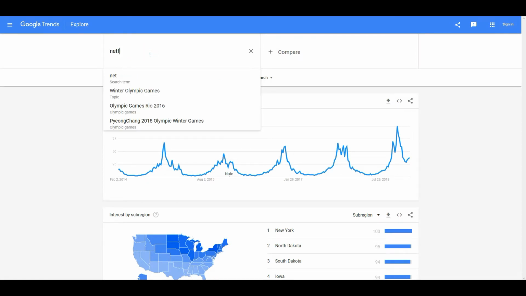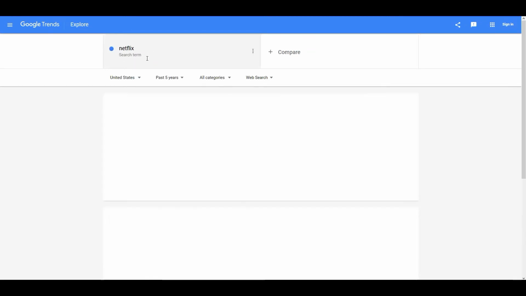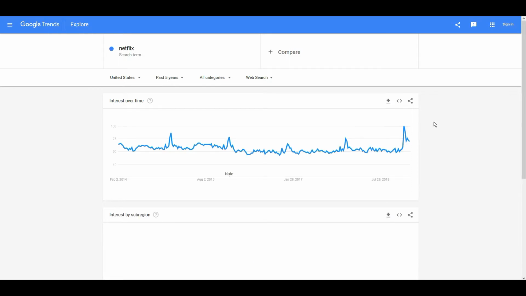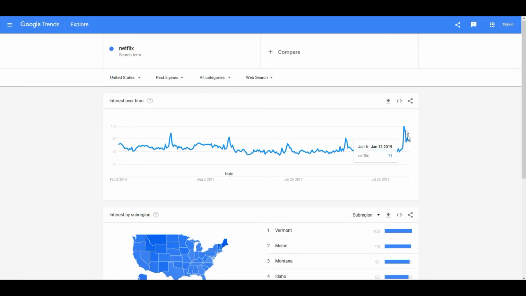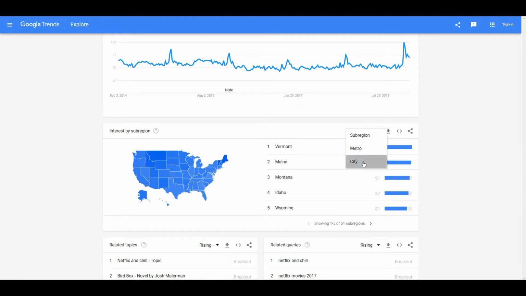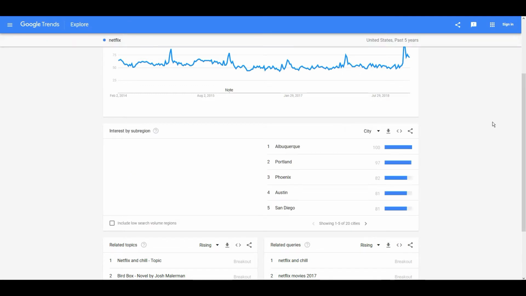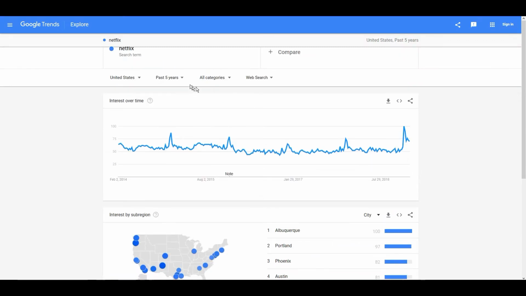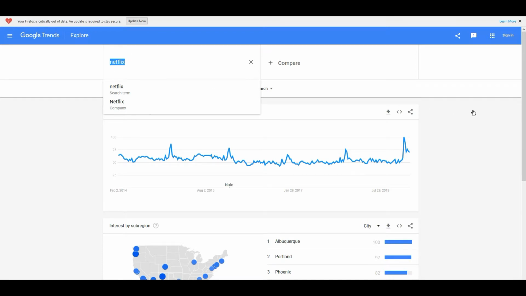Now, another thing I might look for, Netflix, right? So Netflix over the past 5 years is getting more and more and more popular, right? Ever since it started, it's just kind of been on an upward trend of popularity. But as you know, depending on when things happen, maybe it's more popular, maybe not, right? And so we have, let's see which state has the most interest in Netflix. Wow, it's Albuquerque, Portland, Phoenix, Austin, and San Diego. Most interest over the past 5 years.